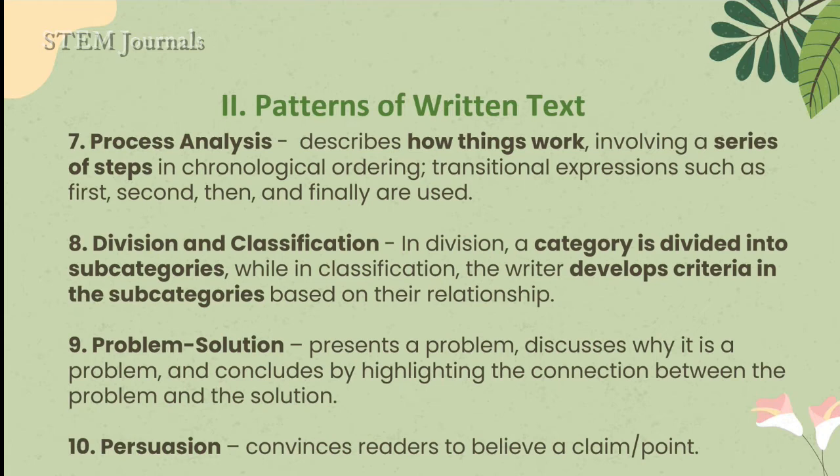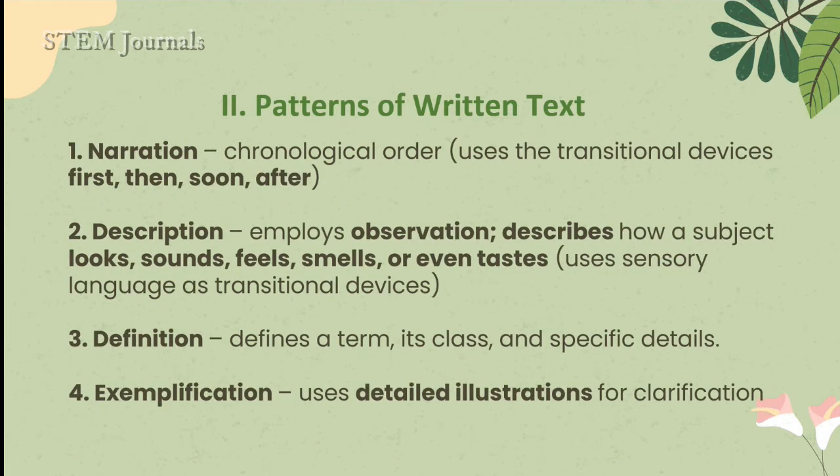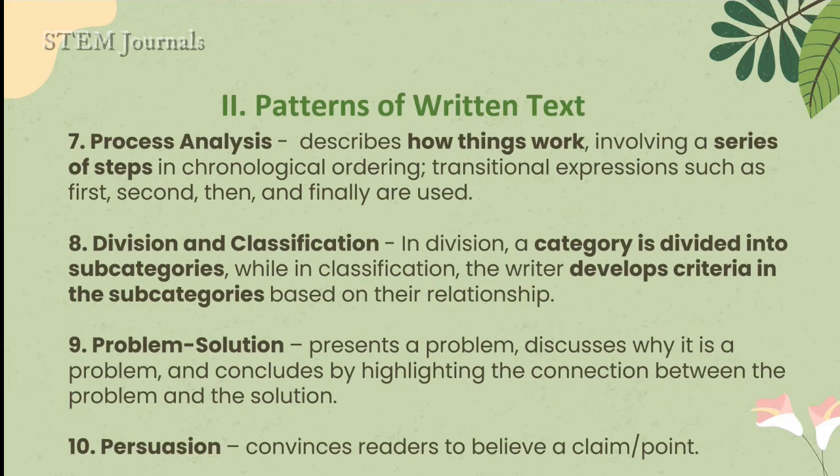But take note, narration is like telling what happened or telling another person a story, while process analysis is telling the process, the steps in chronological ordering. Okay? I hope I'm making it clear for everyone. Eight is division and classification. So, this is also a writing pattern wherein in division, a category is divided into subcategories, while in classification, the writer develops criteria into subcategories based on their relationship.